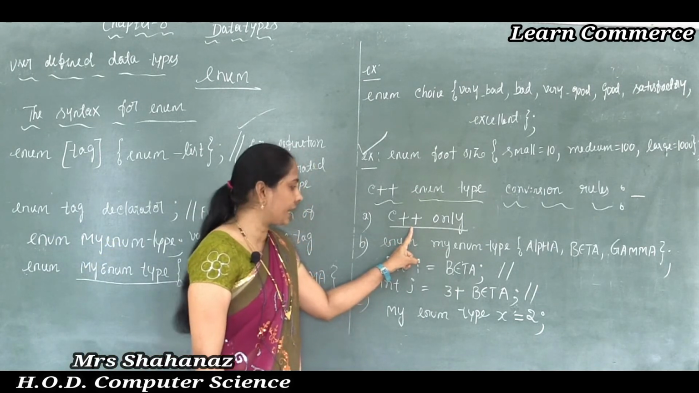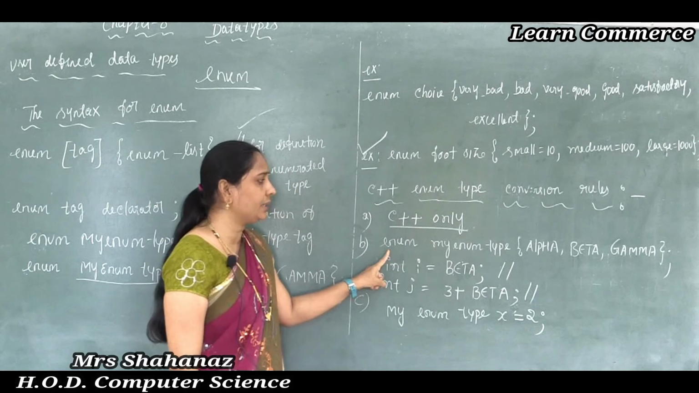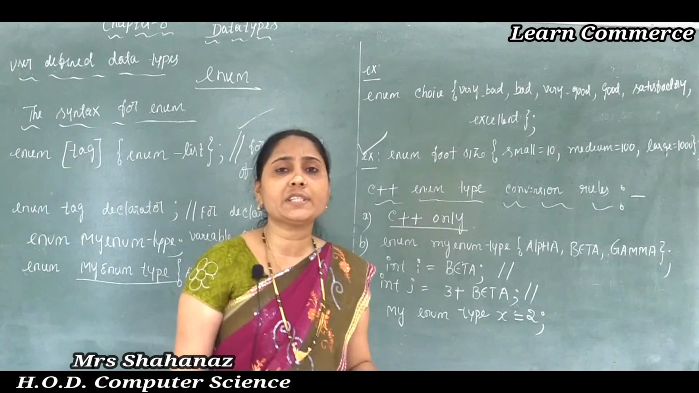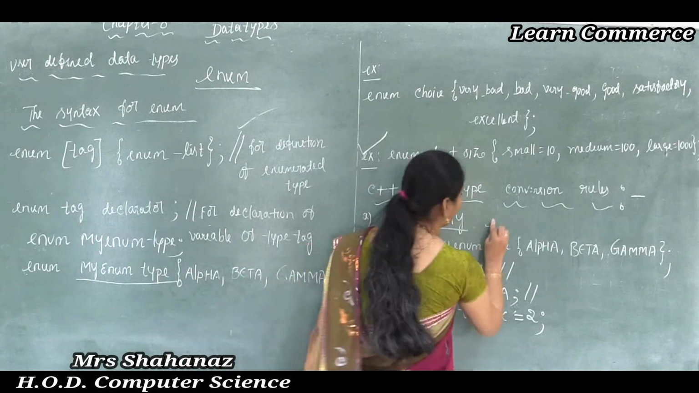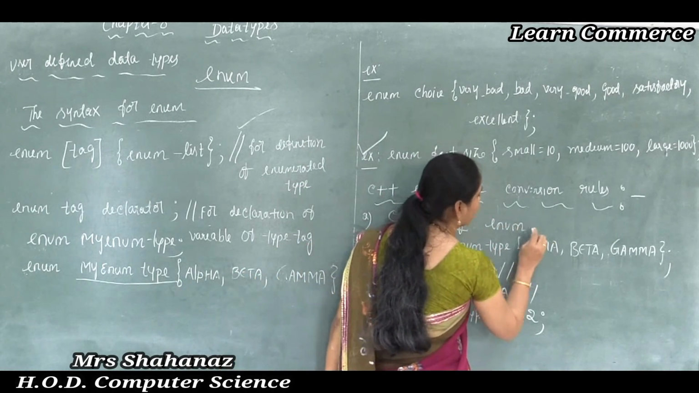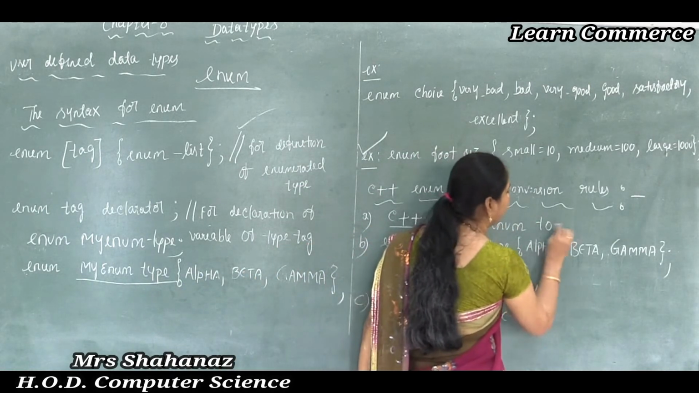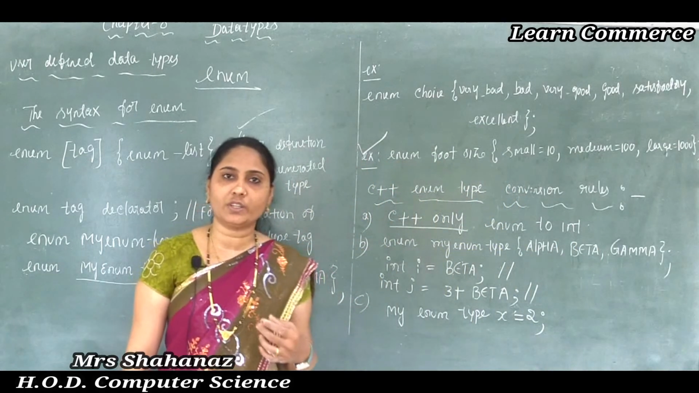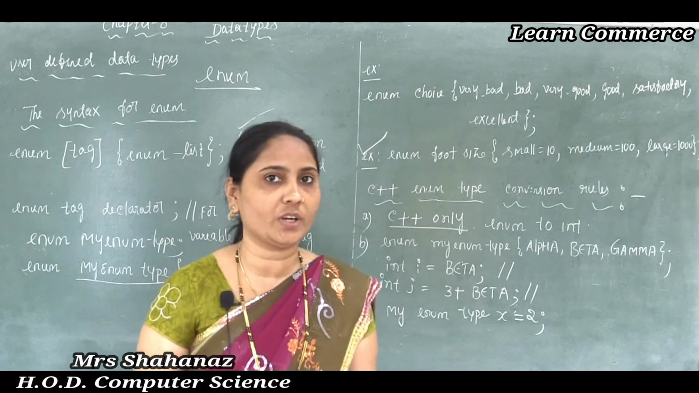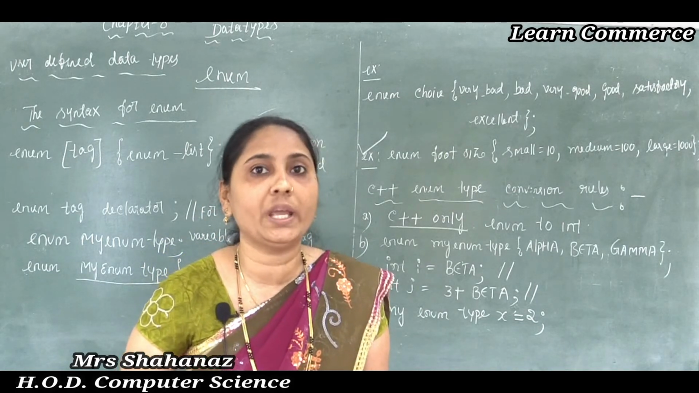Here the second point. The second point we can say is that there is an implicit conversion from enum type to int. Clear this point here? There is an implicit conversion from enum type to int type here. That means whatever the conversion is, we can do the conversion from enum type to the int type.